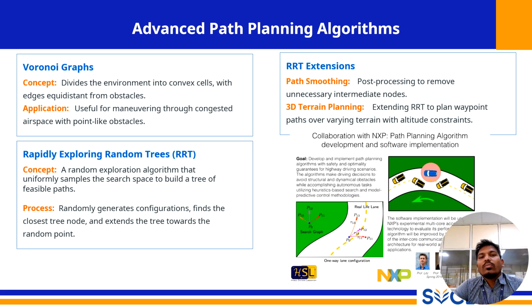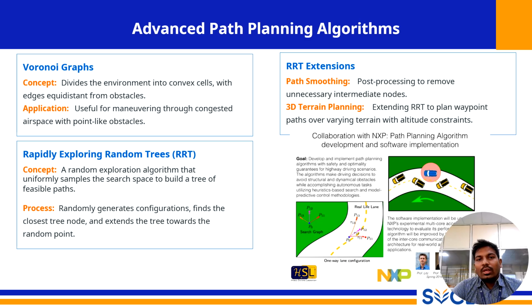Here's how it works. First, the algorithm picks a random point in the space. Then it finds the closest node in the current tree of known paths. Finally, it extends the tree a small step towards that random point. This process is repeated again and again, rapidly growing a network of paths from the start location. Over time, one of the branches will likely connect with the goal region, providing a feasible path.